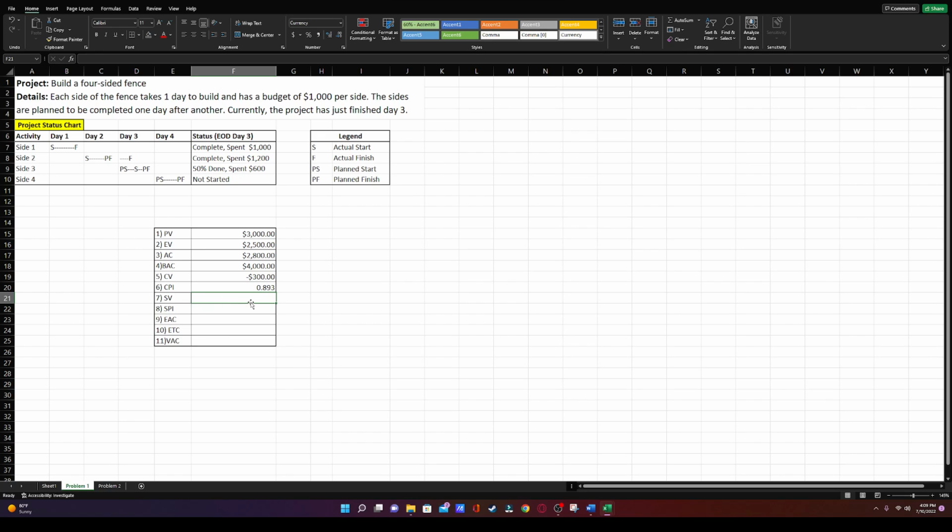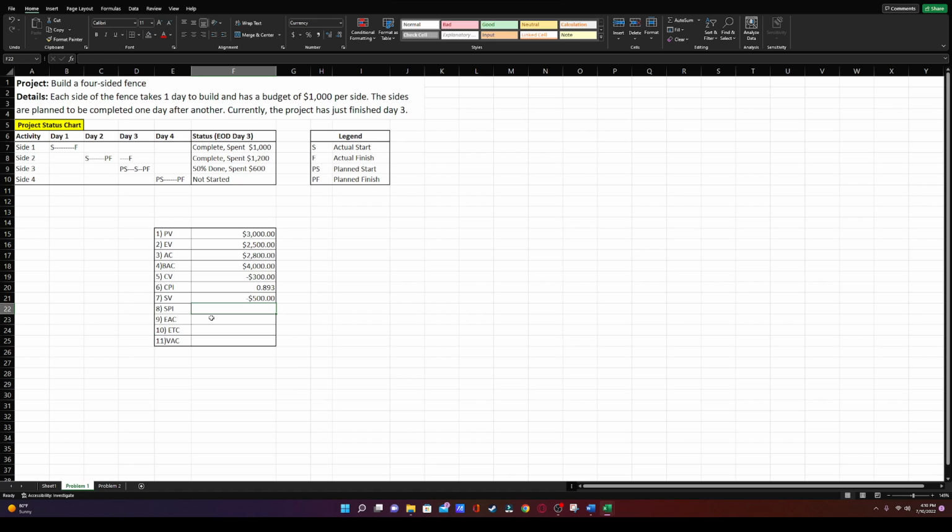So we'll go ahead and do the schedule variance formula, which is going to be earned value, EV, minus our planned value. So that'll be $2,500 minus $3,000. What this is telling us is that we're negative $500 in value for our schedule, right? And similar to the cost variance, anything negative means, in this case with the schedule, that we're behind. Anything positive indicates that we're ahead, and anything at $0 indicates we're right on track.